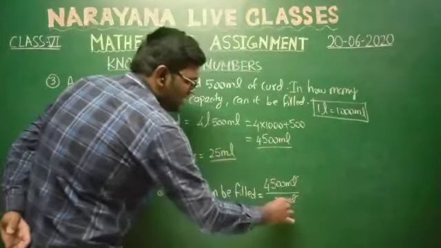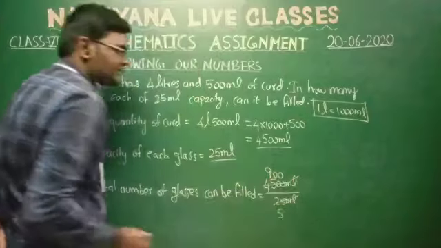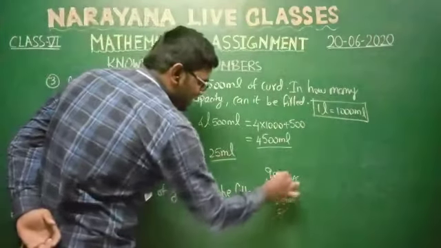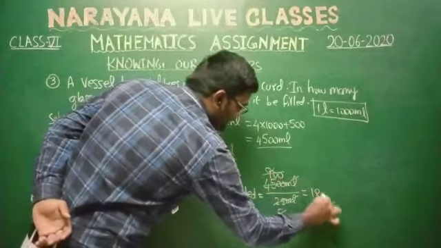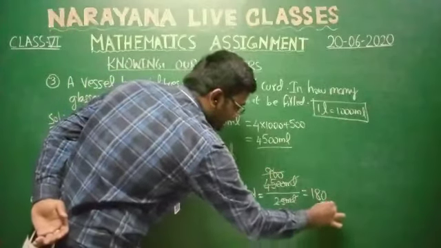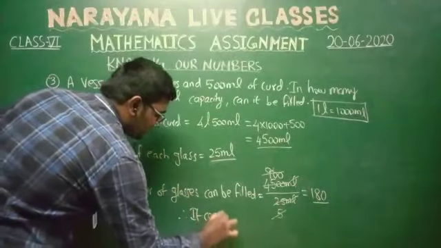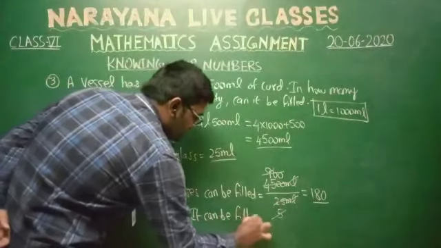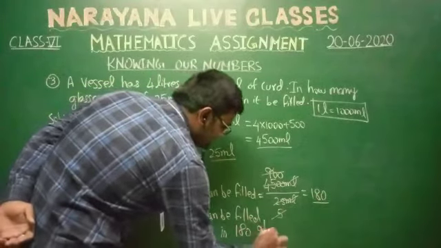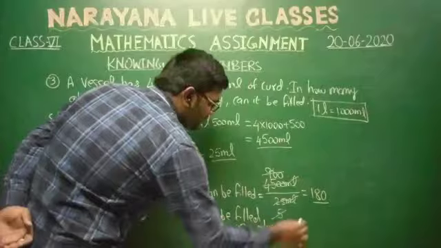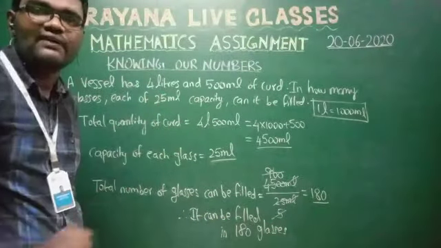ml will get cancelled. 5 5s are 25. 5 9s are 45. Again 5 table you can divide. 5 1s are 5. Remainder 40 will become 80. 5 8s are 40. So you get 180. Therefore, it can be filled in 180 glasses. Can be filled in how many glasses? 180 glasses of each 25 ml.